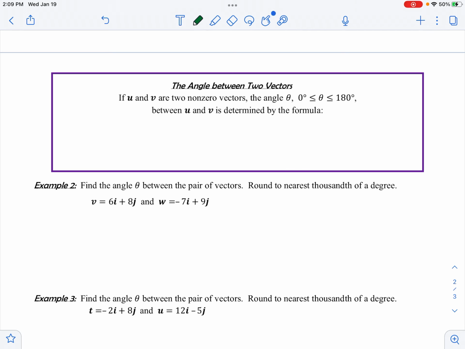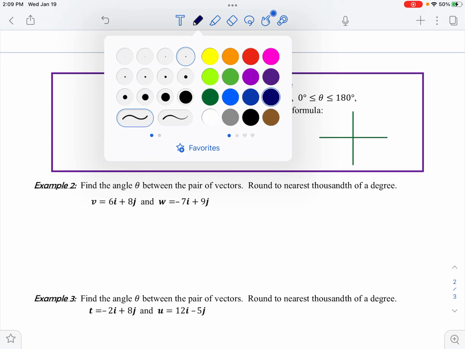All right, last thing that we're going to talk about today, and it uses the dot product, that's why the dot product was first, is the angle between two vectors. So it says if u and v are two non-zero vectors, the angle theta, which as long as theta is between 0 and 180, between u and v is determined by the following formula. So first let's picture what this looks like.